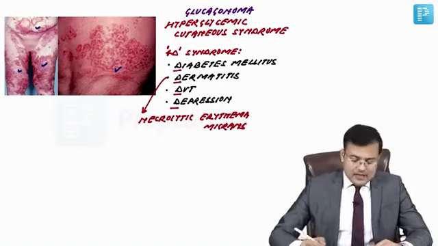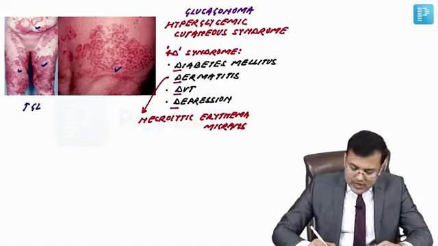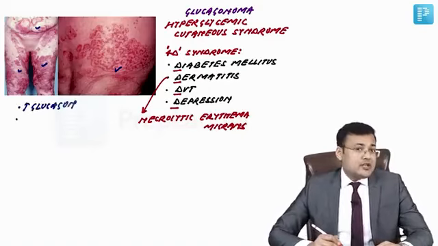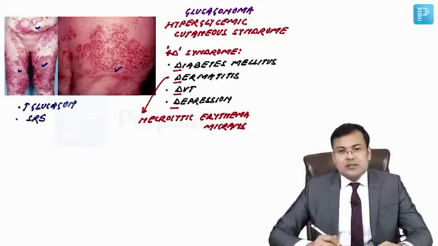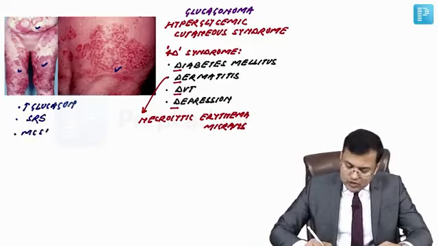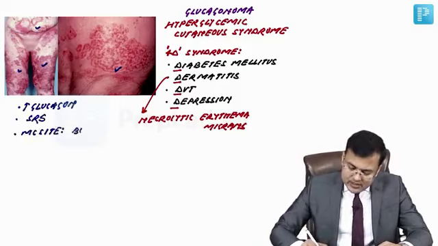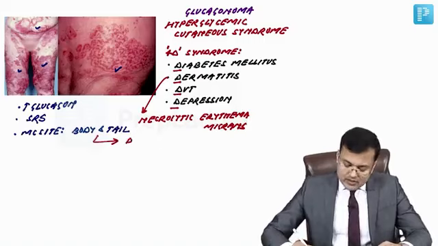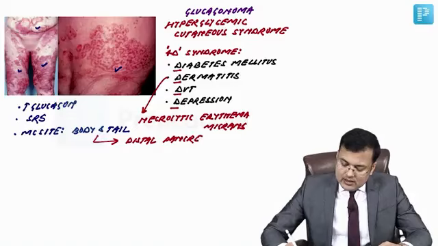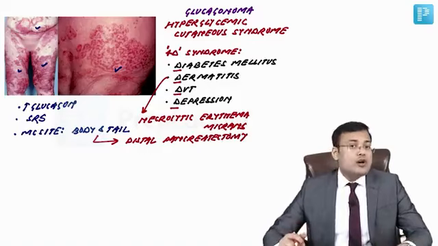In glucagonoma, there is increased glucagon. So how are we going to make the diagnosis? There is raised glucagon. What is the investigation of choice for localization? It is SRS, somatostatin receptor scintigraphy. What is the most common site? It is body and tail. And if the tumor is located in body and tail, what is the treatment of choice? That is distal pancreatectomy in glucagonoma.